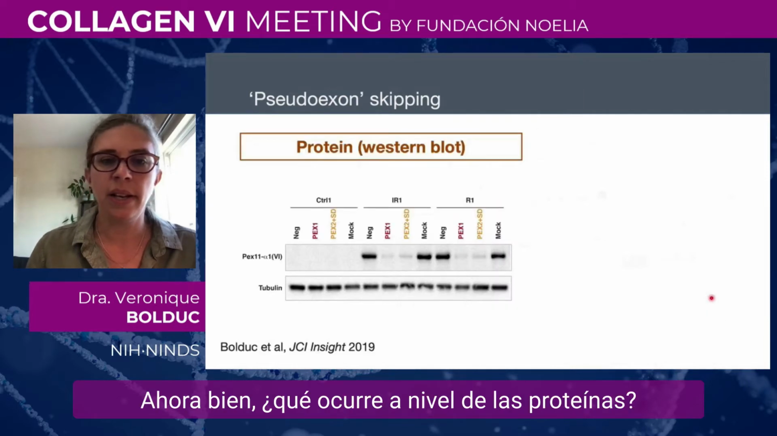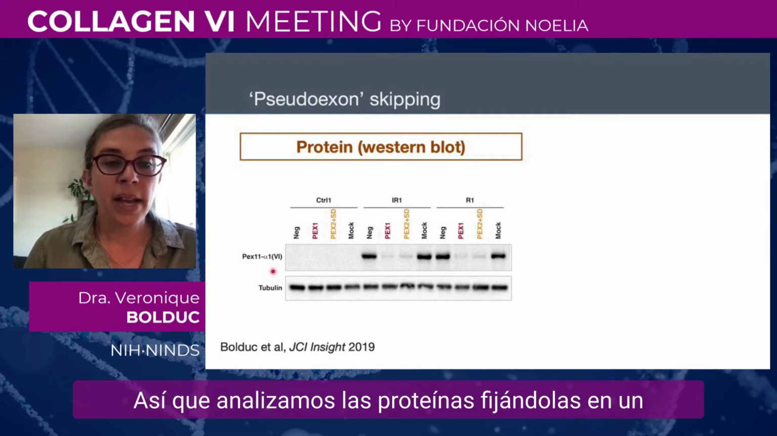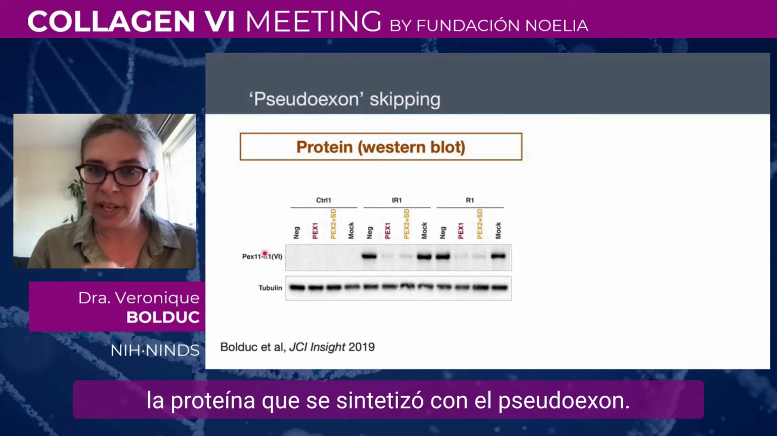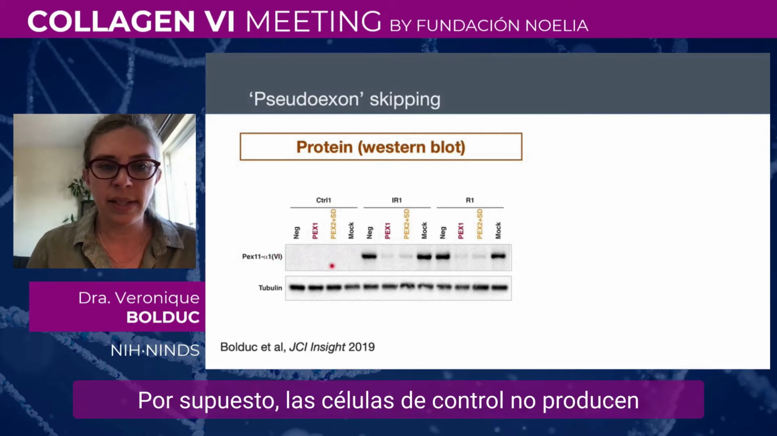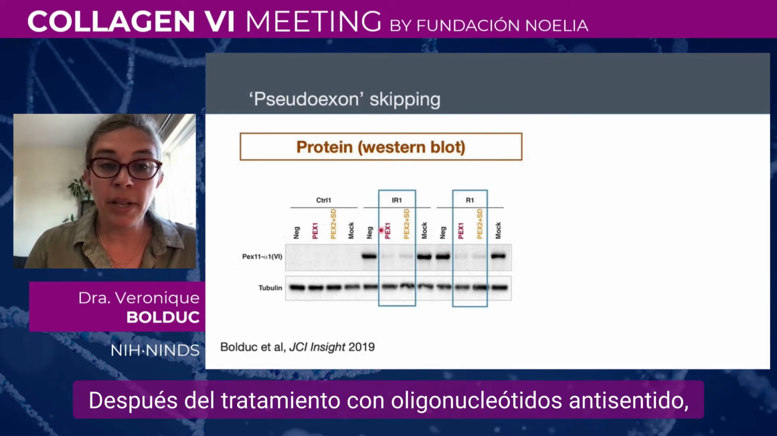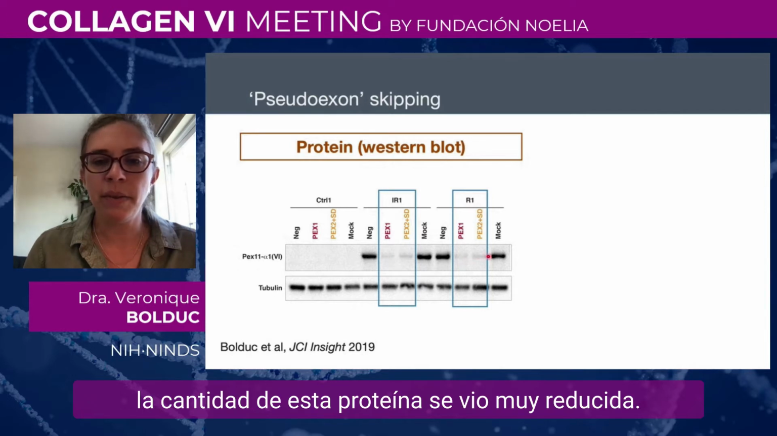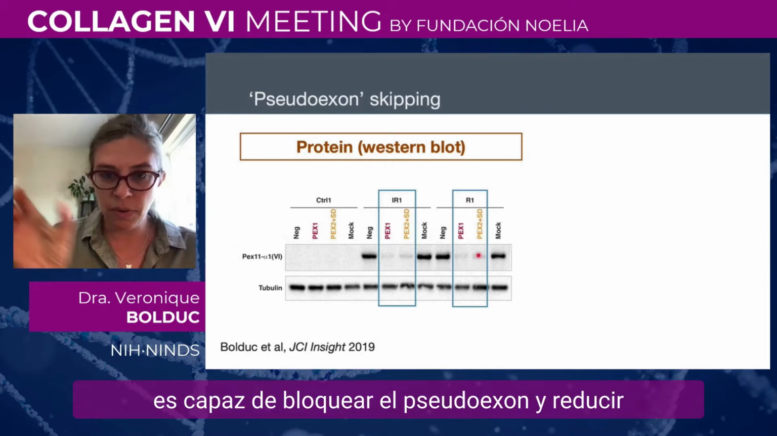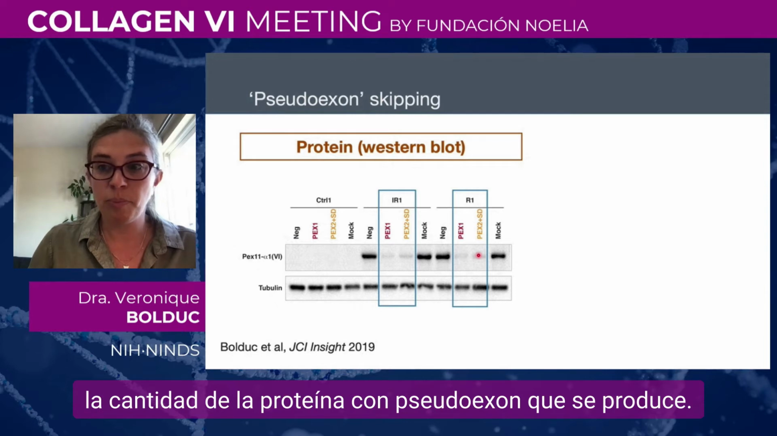Now, what happens at the protein level? We looked here in proteins that we immobilize on a gel, and we look at their abundance with an antibody. This is an antibody that recognizes specifically the protein that was formed with the pseudoexon. Of course, control cells don't produce this protein, but patient cells do. But after treatment with antisense oligonucleotides, the abundance of this protein is greatly reduced. This is a good sign that the antisense oligos are able to block the pseudoexon and to reduce the amount of the protein with pseudoexon produced.